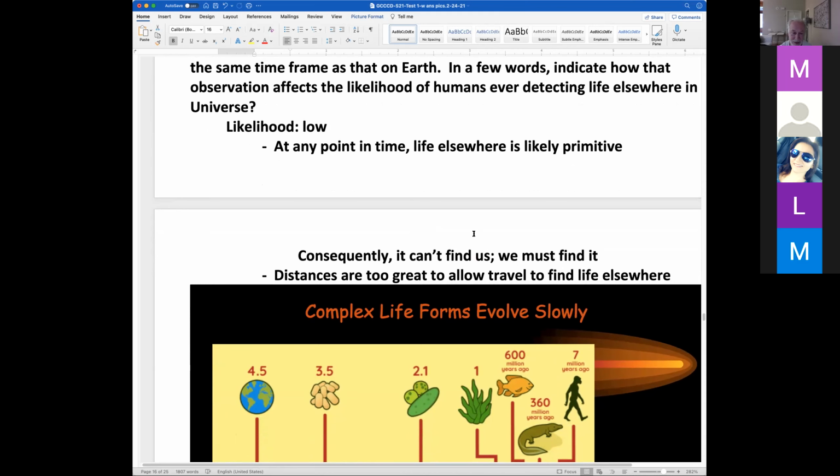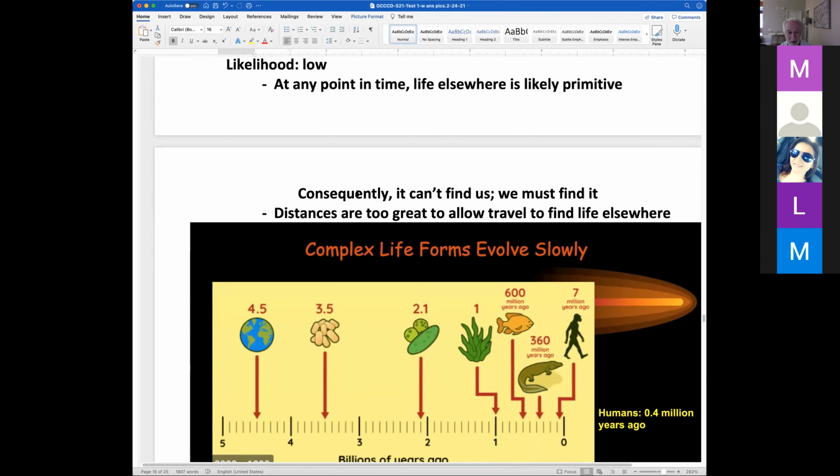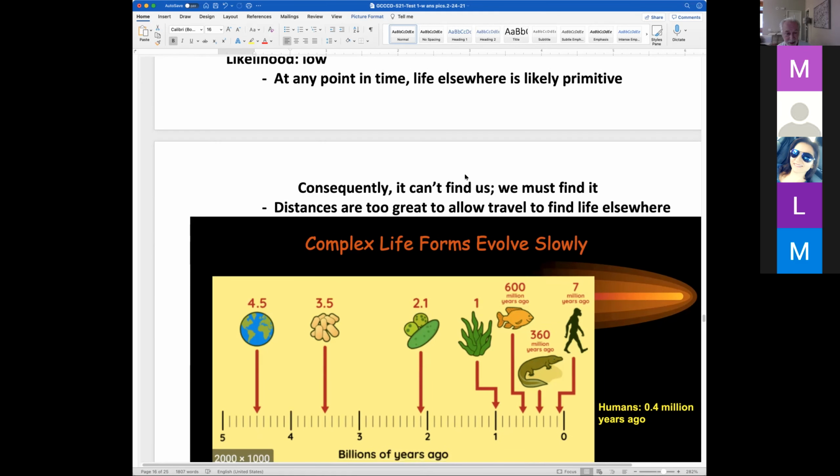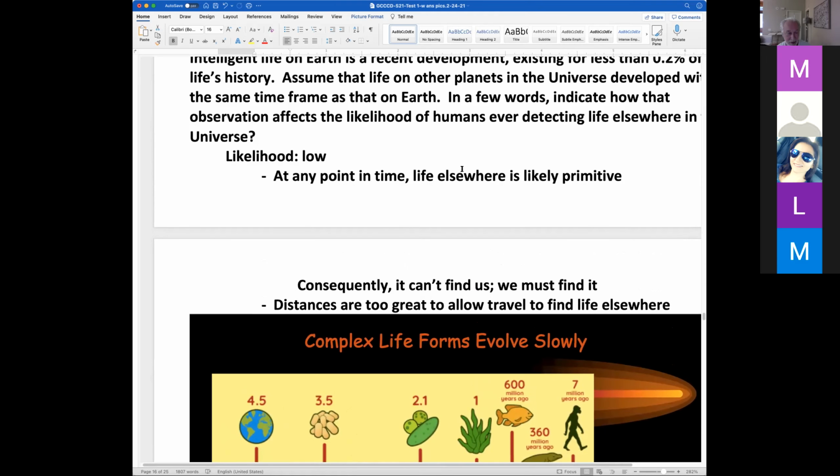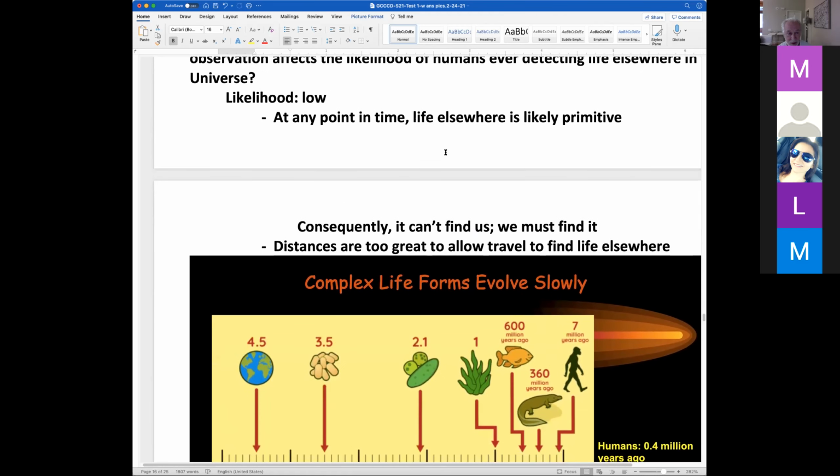And what are the chances of that? Well, very low, because the distances are so great. If we have to actually travel to another planet and dig up primitive forms of life there, the distances are so great that it would take millions of years to do that. So even though the likelihood of life on other planets is high, the likelihood of finding it by us is relatively low.